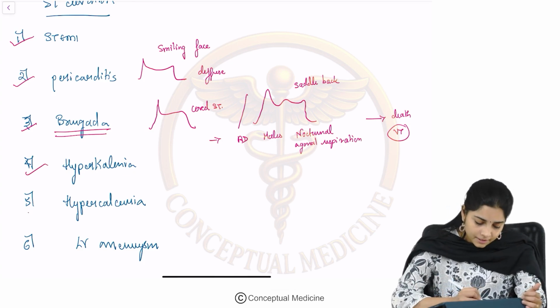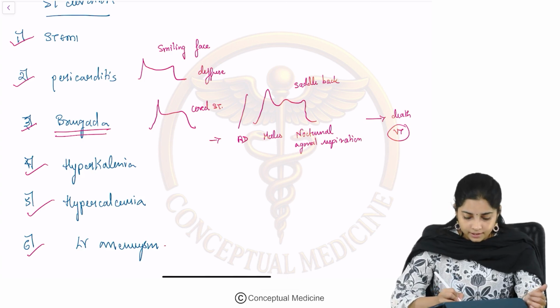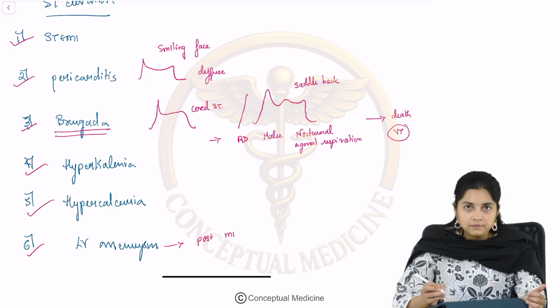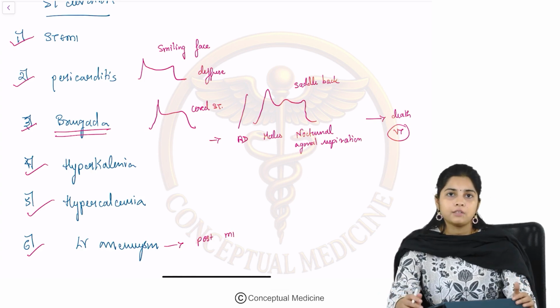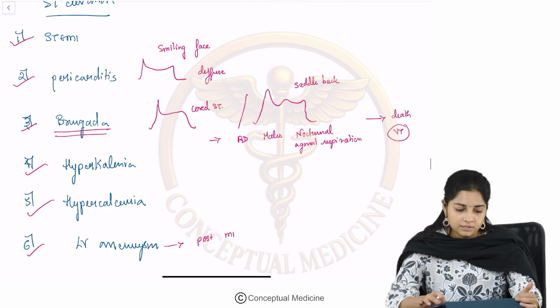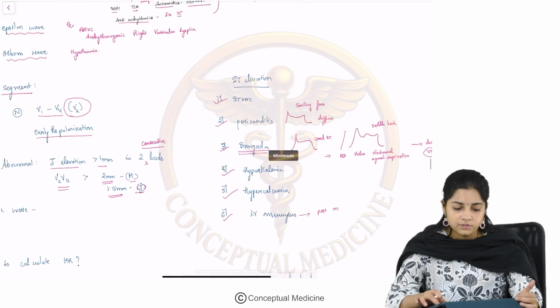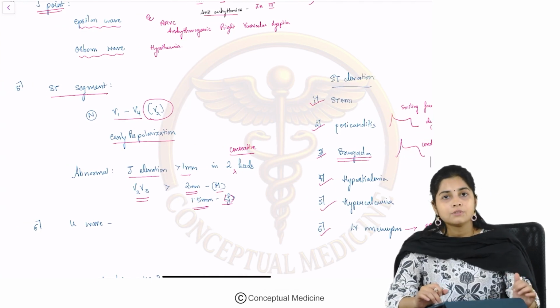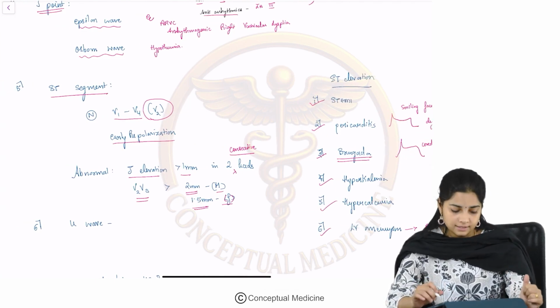Then we have hyperkalemia, hypercalcemia and LV aneurysms. LV aneurysms are formed post-MI; when there is persistent ST segment elevation, you have to think of LV aneurysms. So that is about the different causes for ST segment elevation. With this we have understood the abnormalities of the ST segment.